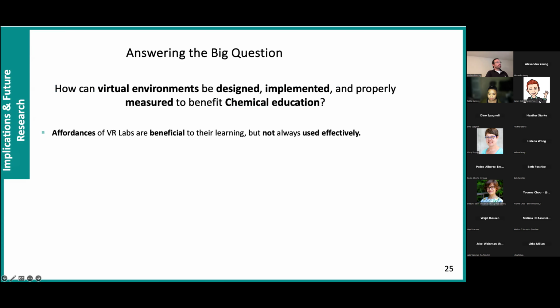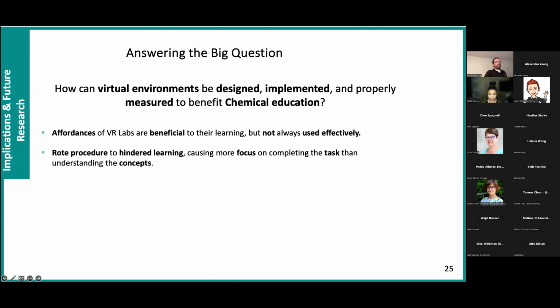Some of the things that we recognized from our study was that affordances of VR labs are beneficial to learning, but not always used effectively. This revealed that how you implement a VR lab should really align with what you assume students would be able to get from it, and also take into account the level of content knowledge that your students have prior to getting into the design of the virtual laboratory.